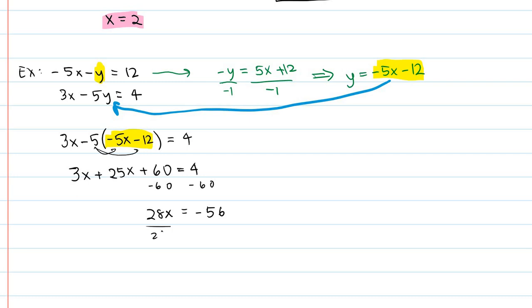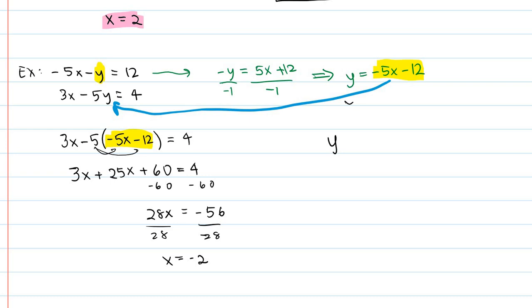Now let's divide by 28. And x is equal to negative 2. Remember that this is a system of equations, so the solution is only halfway done. The rest of the solution is going to come when I take x and plug it back into one of my original equations. Or I can even plug it into the equation that I rearranged, which is what I'm going to do.